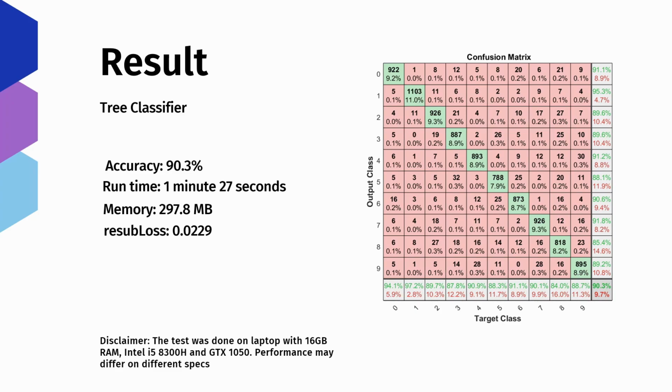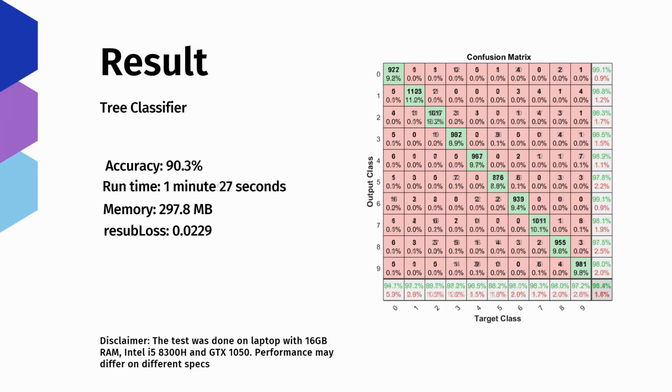We can see the confusion matrix at the right side, where this classifier has shown an accuracy of 90.3%. Also, during the runtime, I recorded around 1 minute and 27 seconds for the whole code to run 8 models. The memory consumption is 297.8 megabytes. The resubstitution loss is around 0.0229.